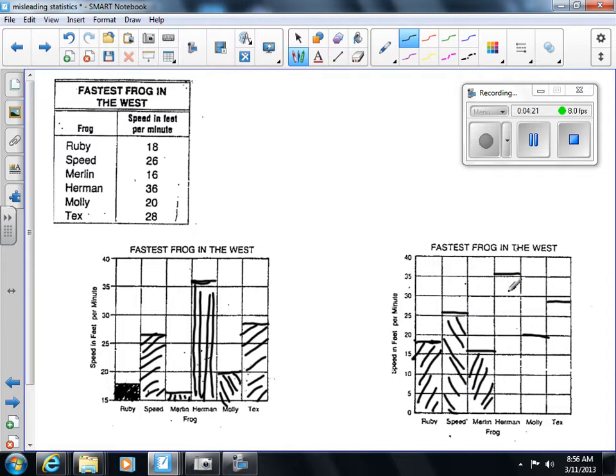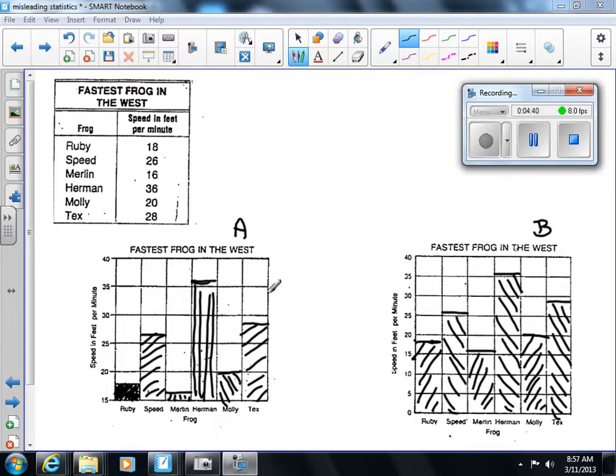Now, showing these, which one is a little misleading and why? Julia? Let's say this is A and this is B. You're saying A is misleading because of the axis. It didn't start at 0. It started halfway, about up to 15. So really your data over here looks like right here. But in this graph, it makes it look like, hey, they didn't get very far at all. They're going really, really slow. And that's not the case.